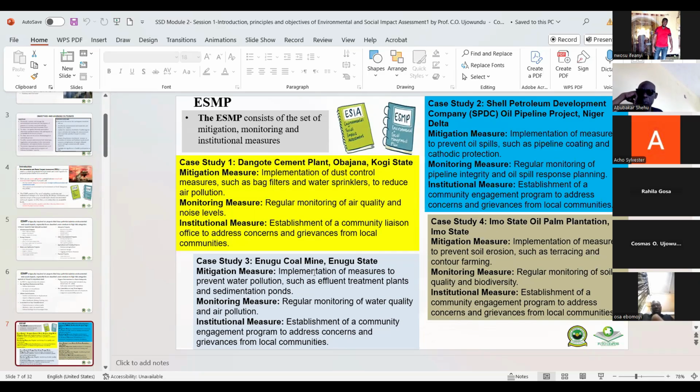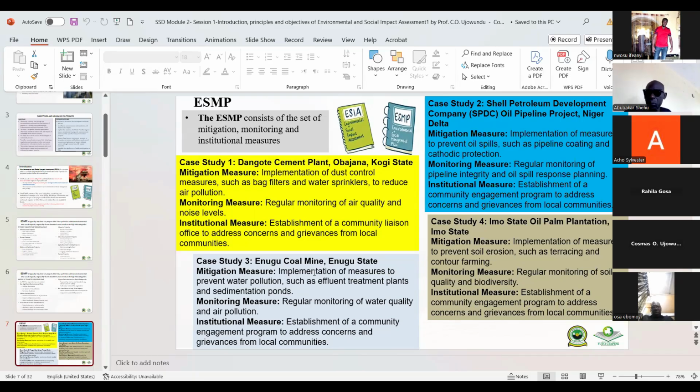So it is also very, very important that you do regular monitoring of these two important factors, the air quality and noise level, because it impacts on humans that live within that area. Then what are the institutional measures? One, it is incumbent on that company to establish what we call a community liaison office.